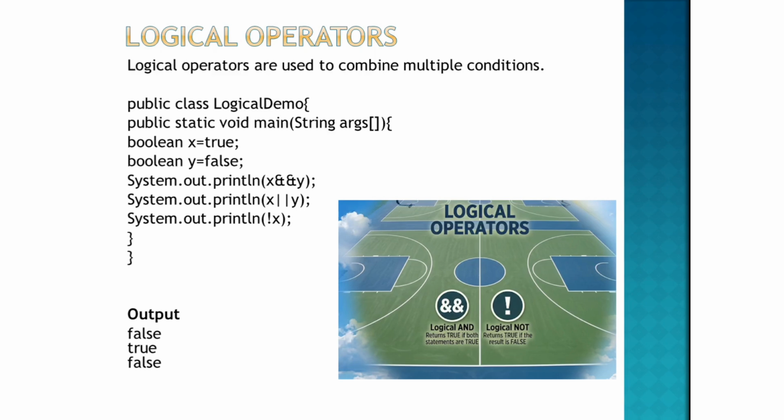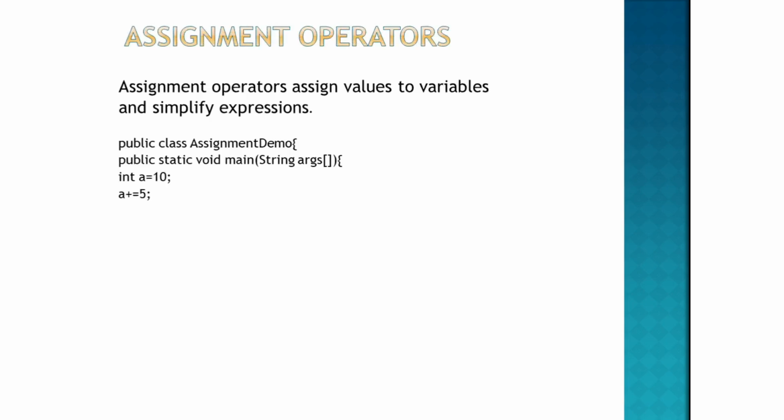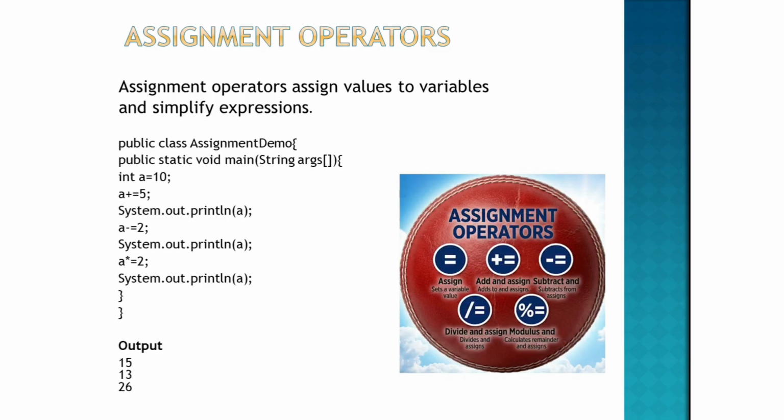Next one is the assignment operator. Assignment operators are used to assign values to variables. Normally, if we write a = a + 5, Java also allows us to write it in a shorter form as a += 5, right? Similarly, we have a -=, *=, and many other assignment operators.